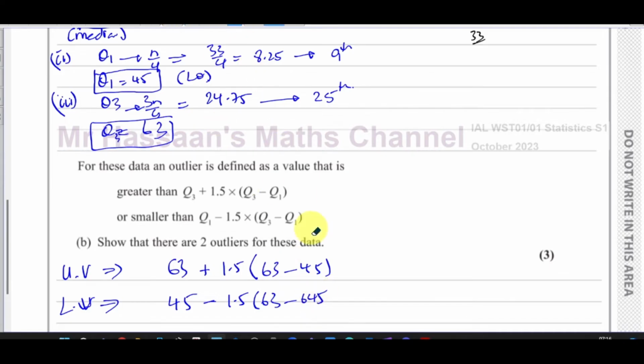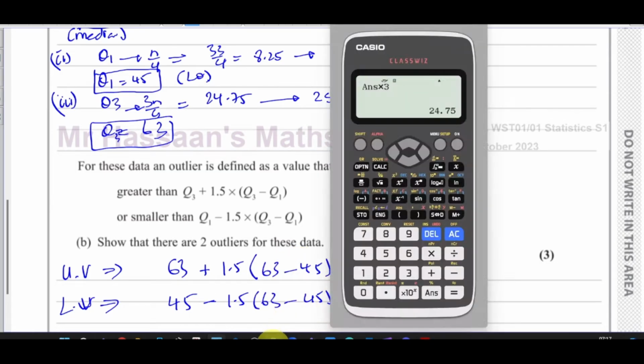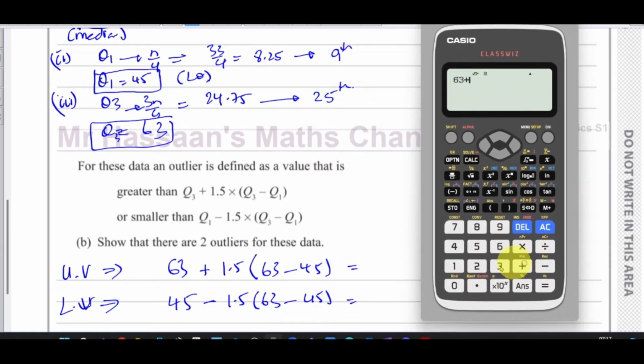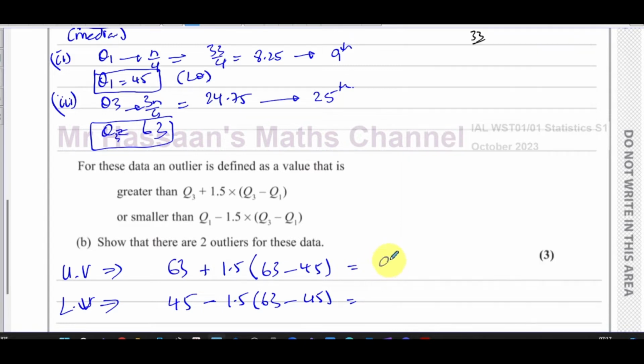Okay, and that should give us the values for the limits. So let's have a look to see what the limits for the outliers are. We have 63 plus 1.5 times 63 minus 45. Yep, that gives us 90. That's for the upper values.